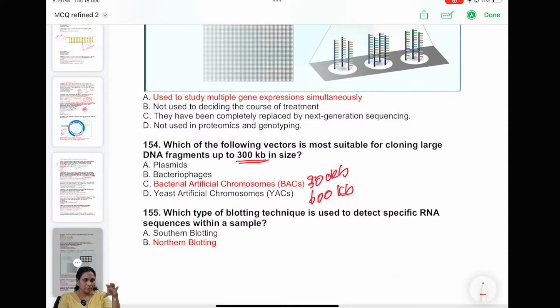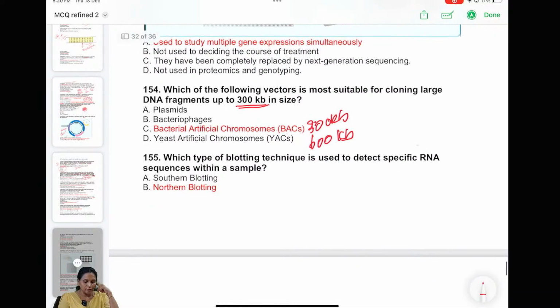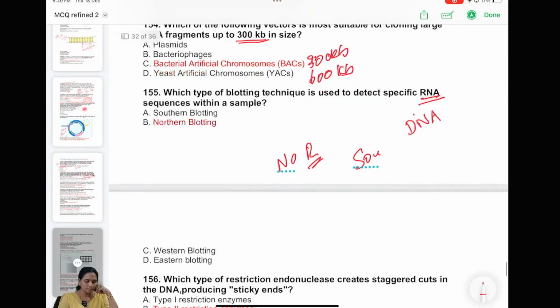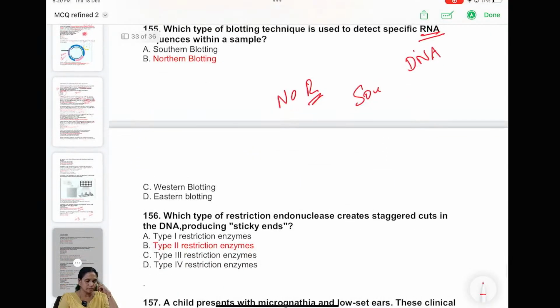300 kb for prokaryotes. Yeast, a fungus, 600 kb. Okay. Which type of blotting technique is used to detect specific RNA? Northern blotting. Northern has an R, so RNA. Southern blotting is DNA. Western blot is protein.